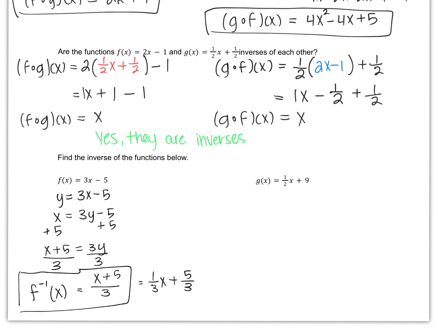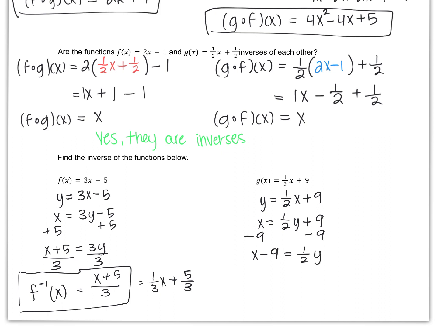In our second example, we have g of x equals 1/2 x plus 9. So again, first step, rewrite it as y equals. So y equals 1/2 x plus 9. Okay. Next step, switch x and y. So we get x equals 1/2 y plus 9. And now I'm going to work on getting y by itself. So I'm going to subtract 9 from both sides. So we have x minus 9 equals 1/2 y.